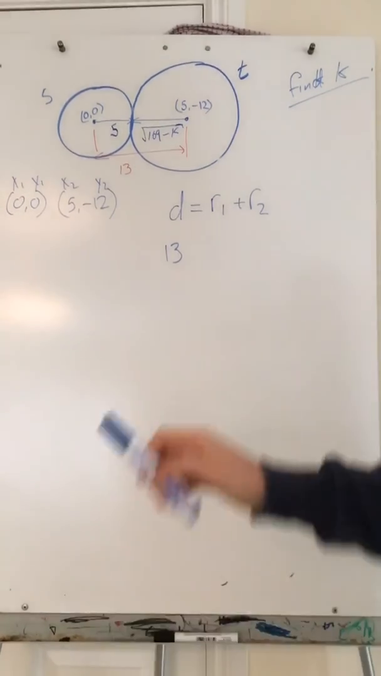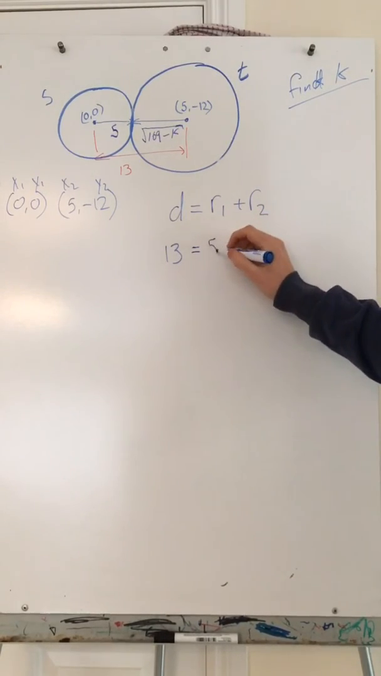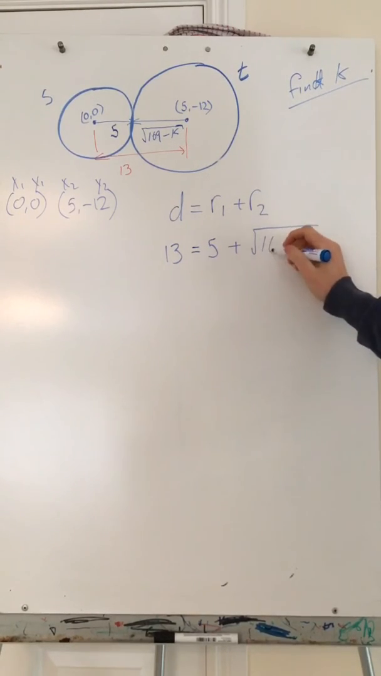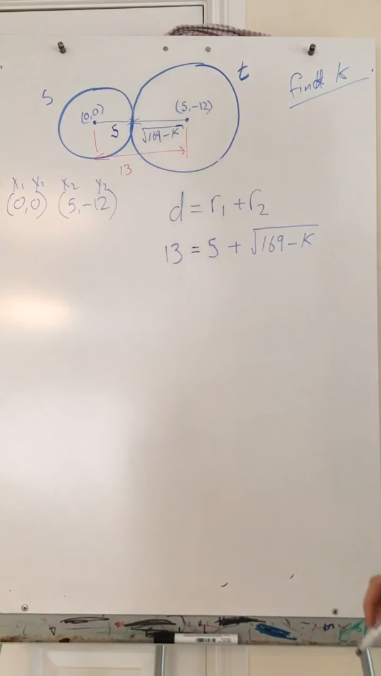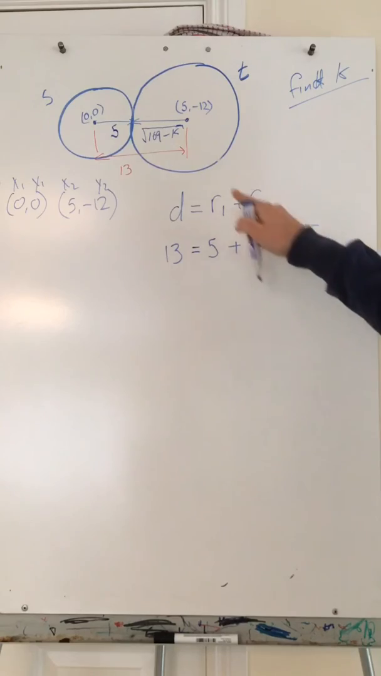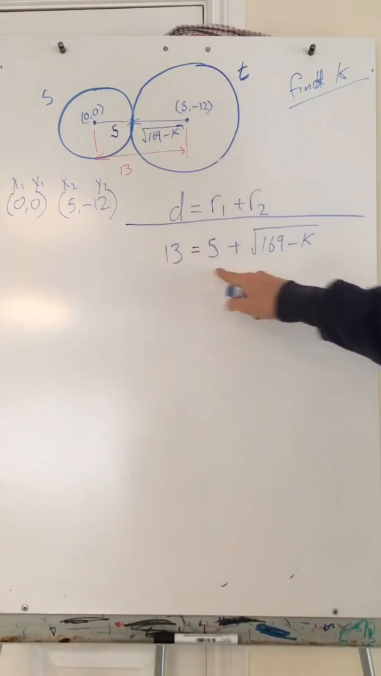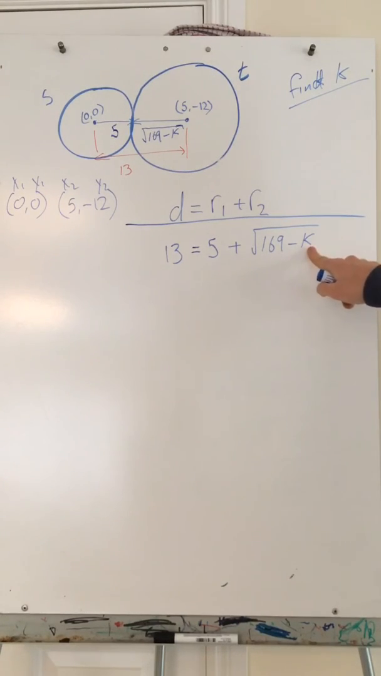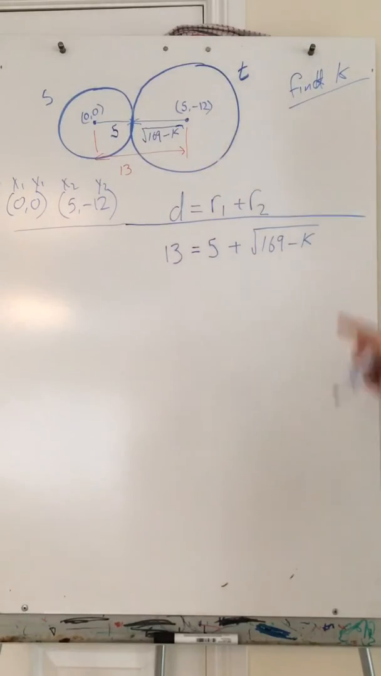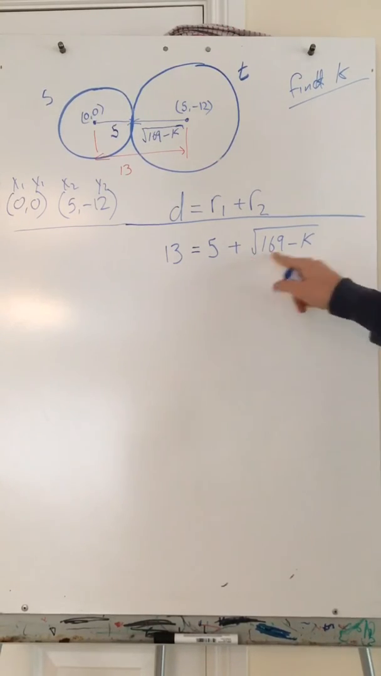So I know that the distance there is 13, and that should be equal to the first radius, which is 5, plus the second radius, which is the square root of 169 minus k. And again, I know this is true because the question told me that the circles touch externally. So now I have this equation and I need to find k. But now this question has got absolutely nothing to do with coordinate geometry of the circle anymore. I'm hoping that you can see it's fifth year work, and it's just this surd equation.